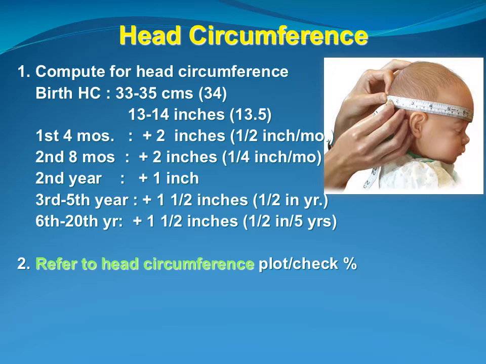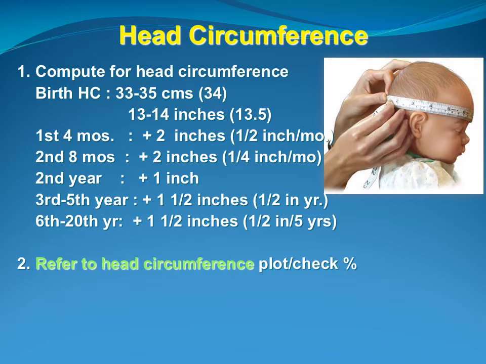Now we go to the measurement of the head circumference. The average birth head circumference is 33 to 35 centimeters or 34 centimeters. Now, during the growth of the head circumference, take note that we use inches here instead of the metric system. So we have to convert the inches to the metric system for proper analysis.